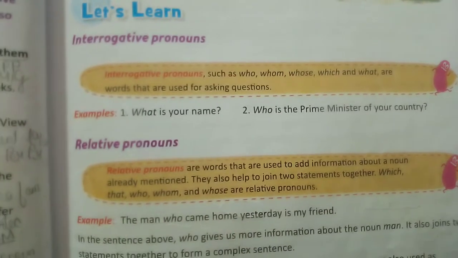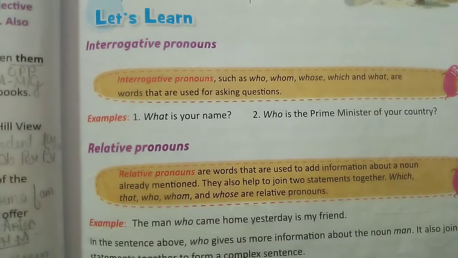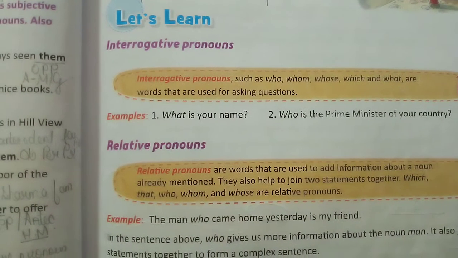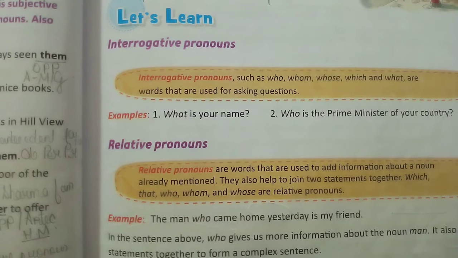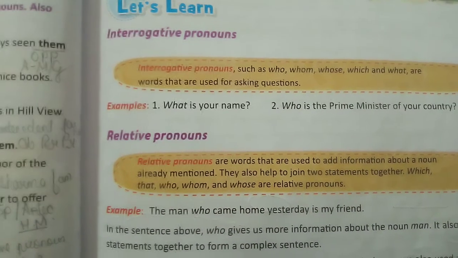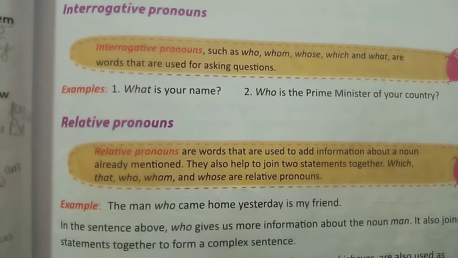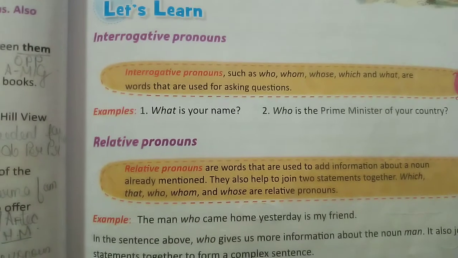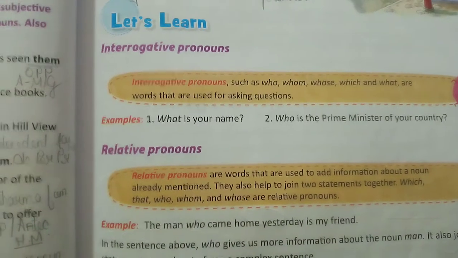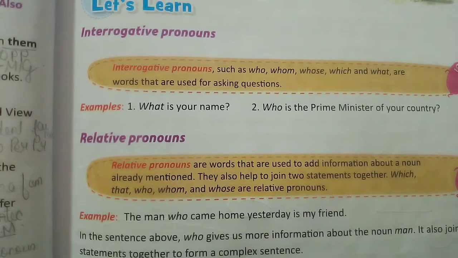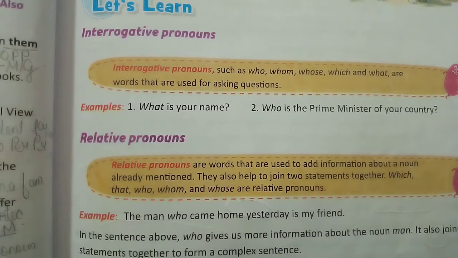Interrogative pronouns. What is the meaning of interrogate? Interrogate means to ask questions. Whenever it comes to interrogation, it means asking questions with words like who, whom, whose, which. They all are question words. What is your name? What is your hobby? Which is your favorite color? What is the name of your mother? Who is the prime minister of our country? And so on. The words that interrogate are known as the interrogative pronouns.